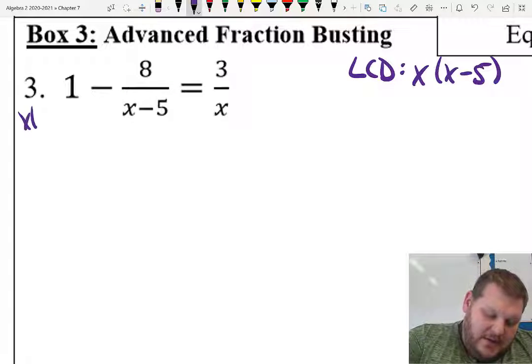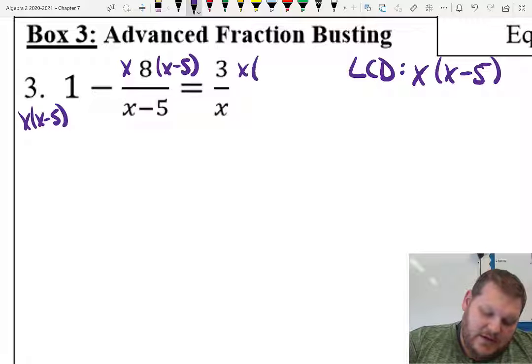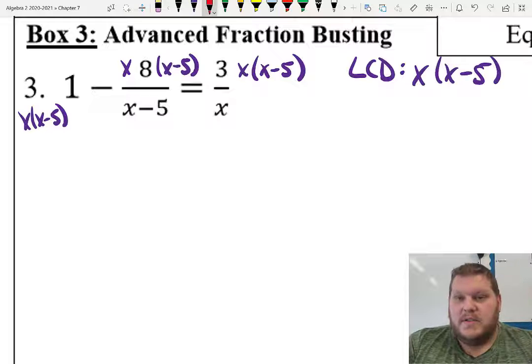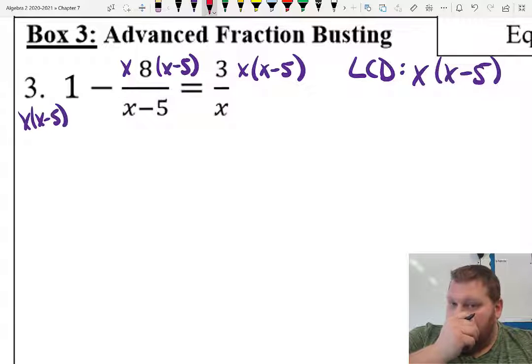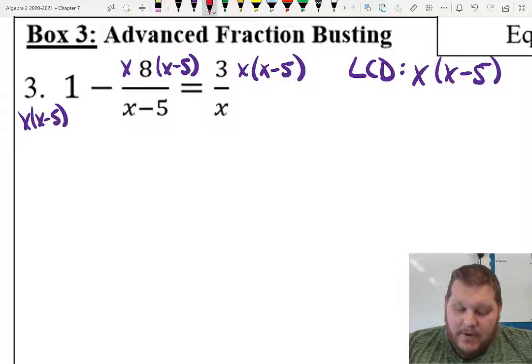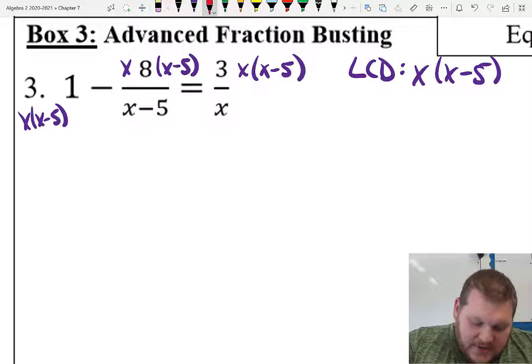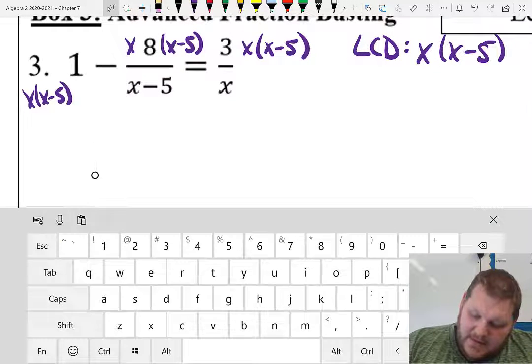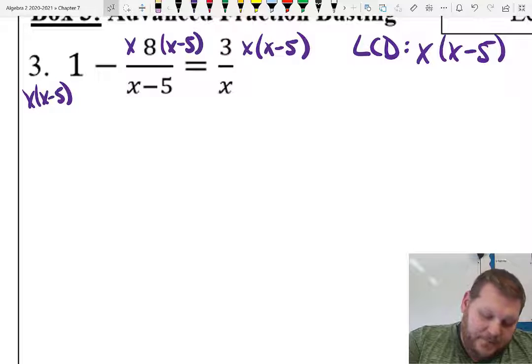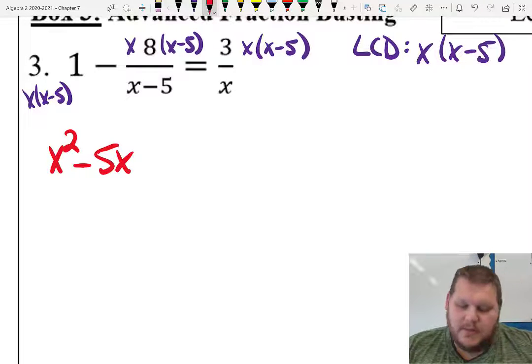So x times x minus 5, x times x minus 5, x times x minus 5. And once again, we cancel what's in common. In my first term, nothing cancels because it doesn't have a denominator. So I'm just left with x times x minus 5, which I'm going to go ahead and distribute: x squared minus 5x.